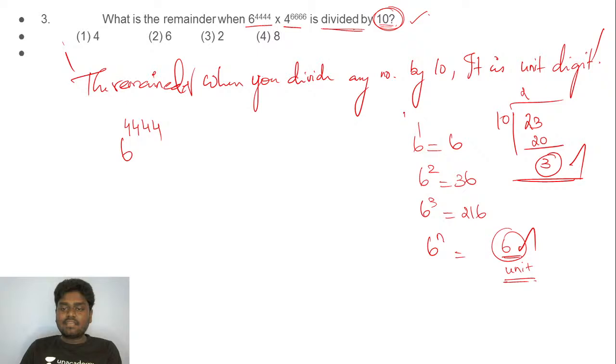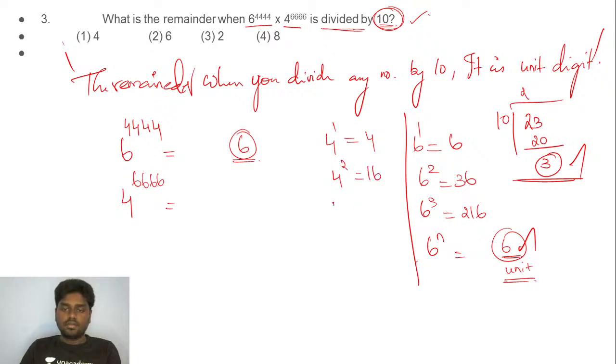Okay, in the same way, I know the fact that the unit digit I'll be getting here is 6. So 6 is going to be my unit digit here. And like in the case of 4 power 6666, listen very carefully. Let me go for 4 power 1. It is 4. 4 power 2, it is 16. 4 power 3, it's going to be 64. 4 power 4, it's going to be 256.